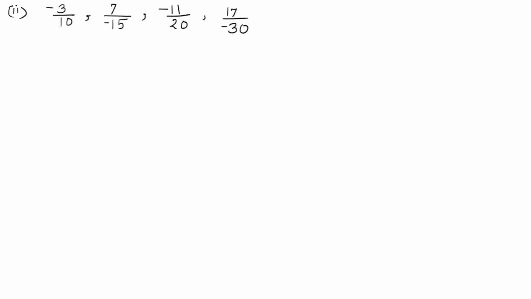So this is your question number 2. Now we are going to quickly convert the denominators to positive denominators. Quickly, next is minus 7 by 15. Next is minus 11 by 20. And the last number is minus 17 by 30.